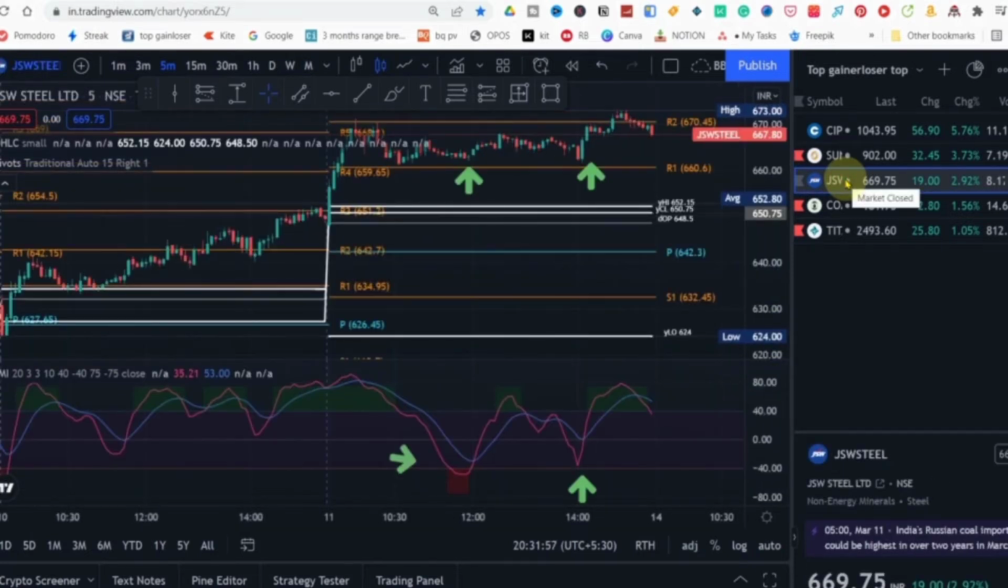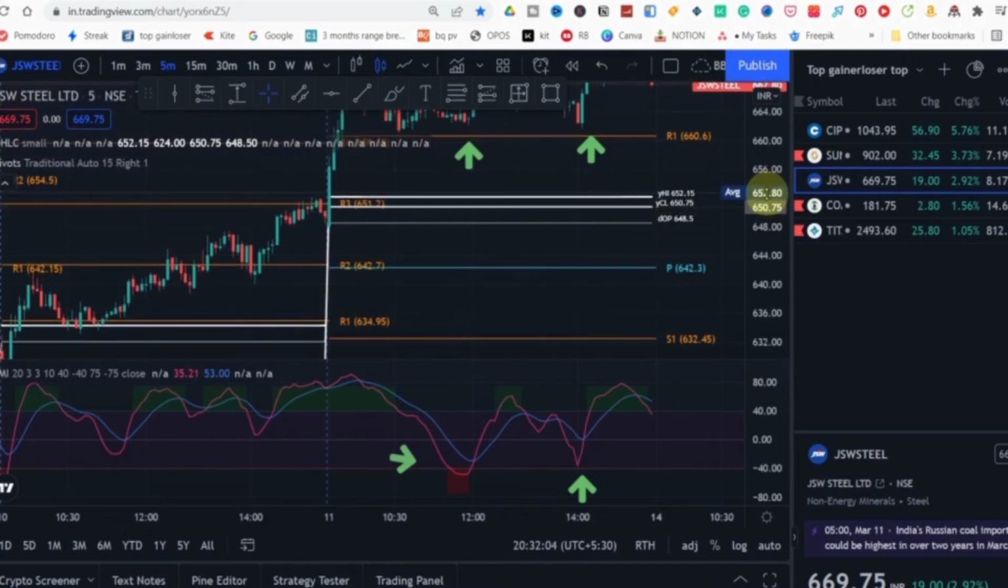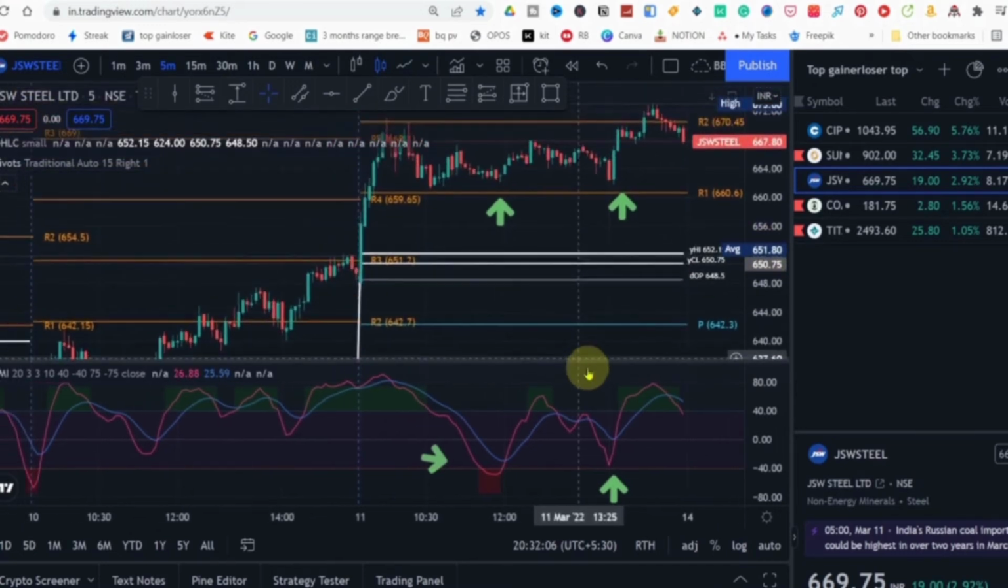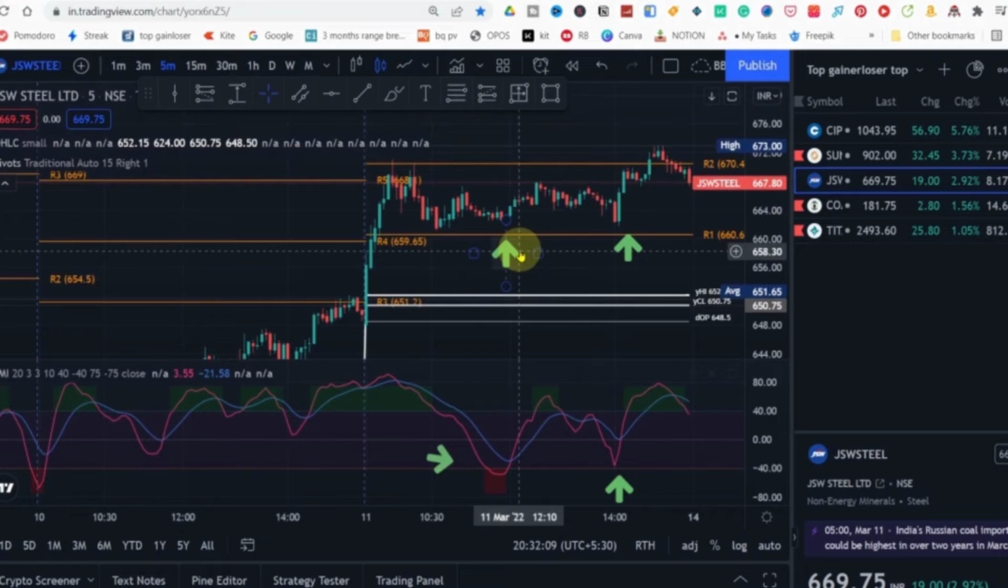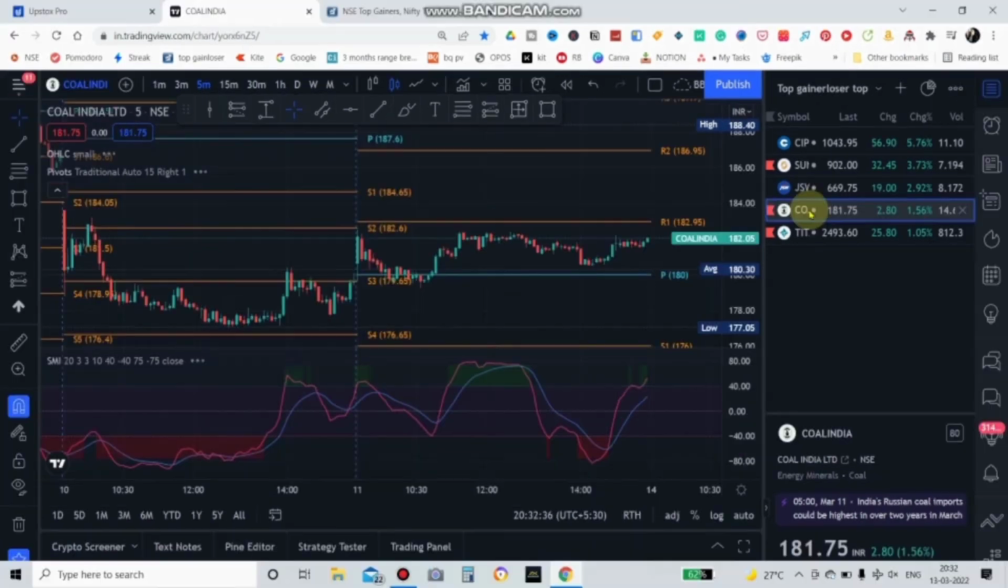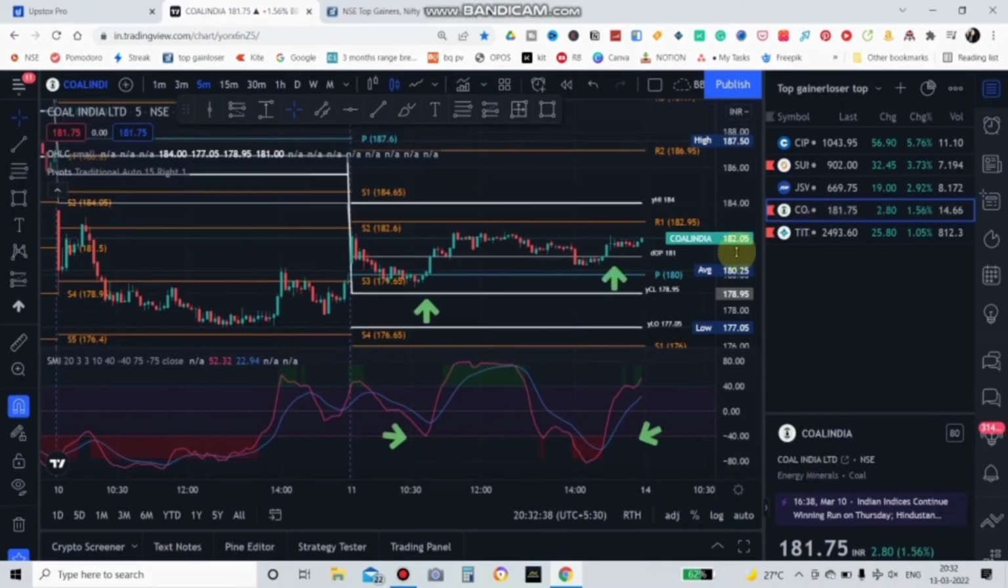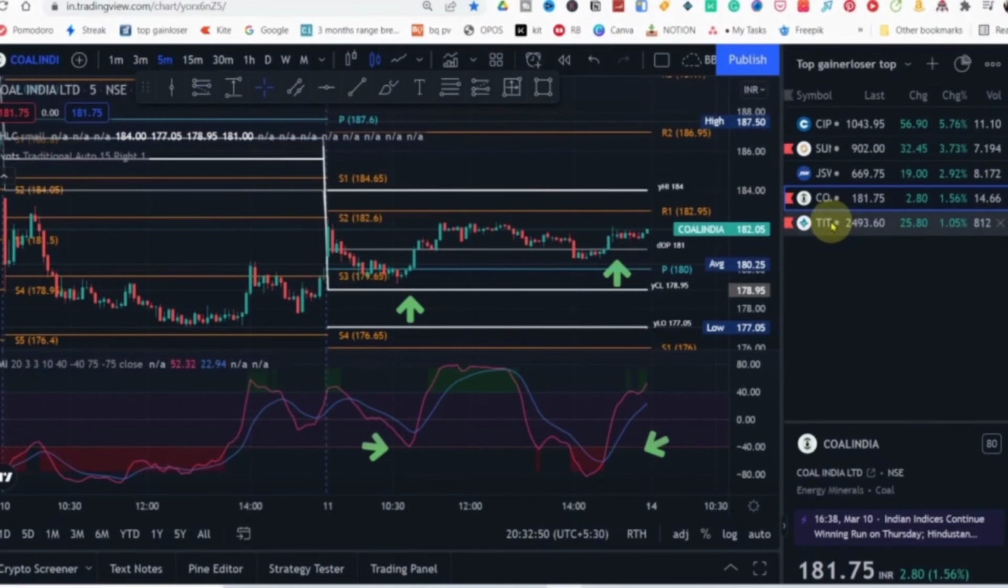And in the next one, there are 2 possible entries. If you enter in the first one, you can wait till the next level, or you can also enter at the second level. Okay. It has given both pullback and also SMI signal. Okay. And now in Coal India, SMI has given a signal and pullback from the OHLC level, that is the previous day level, and it has crossed two levels also.